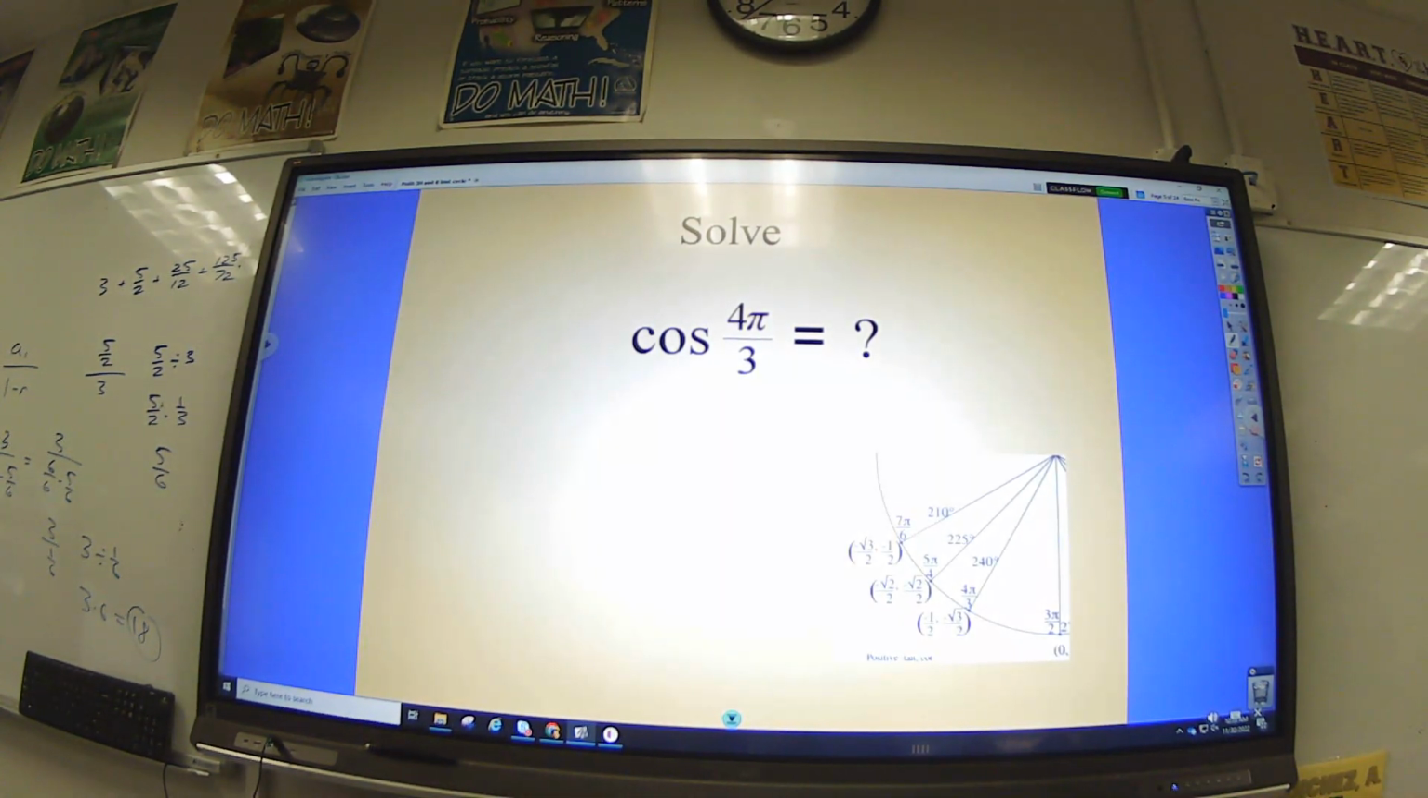You guys have your unit circles out right now? So you have your corrected, filled out unit circle. And I'm going to ask you to find the exact value of cosine of 4 pi over 3. What is cosine again? It's x. Cosine is x. So everybody look at 4 pi over 3 and tell me what the cosine is by looking at your unit circle.